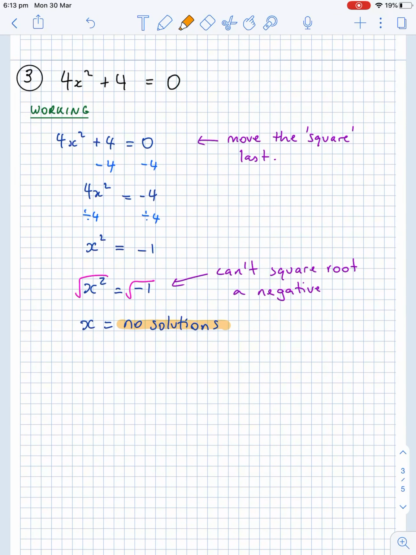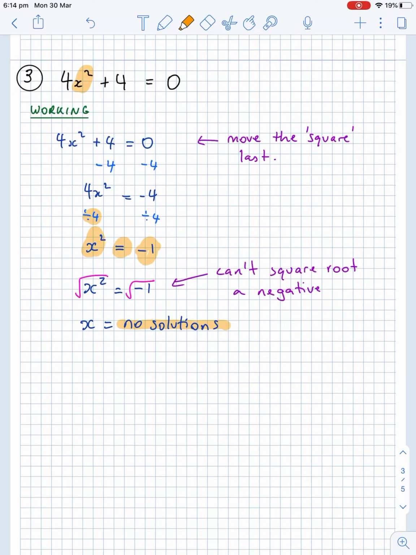Question 3, we've got this equation here. We've got to think to ourselves, get the x squared by itself and then square root. So let's get rid of the plus 4 first by minusing 4 from both sides. Those 4's cancel. 0 take away 4 is minus 4, and the 4x squared comes down. Now let's have a look at this equation here. Let's get rid of this 4. So divide both sides by 4. Minus 4 divided by 4 is minus 1. And we've finally got x squared by itself.